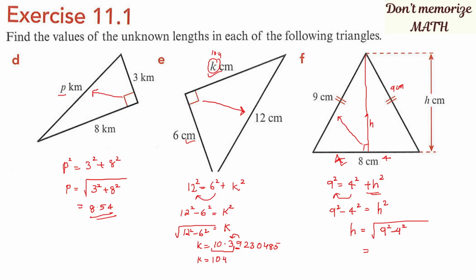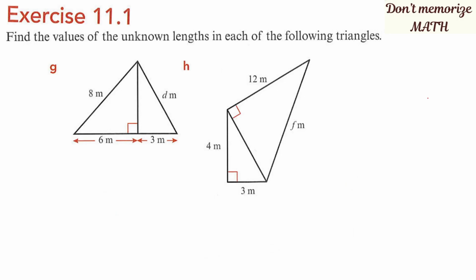So you will get square root of 65, that is the same as 8.0622577748. So round and write it in 3 significant figures. So 8.06. So here this is 8.06 centimeter. Okay, h value is 8.06.